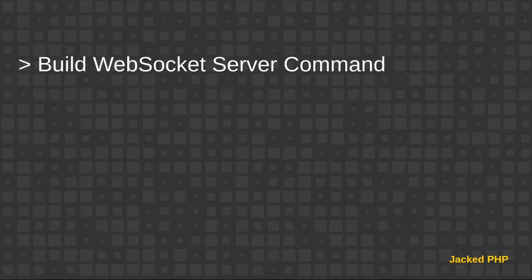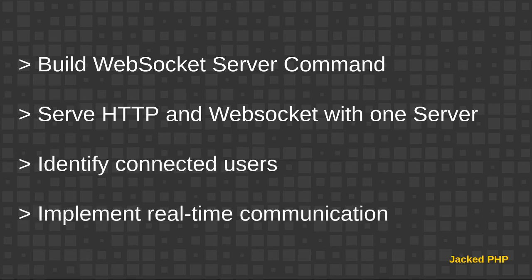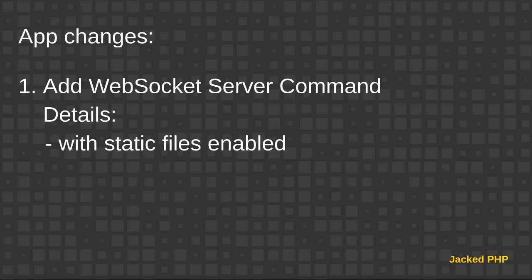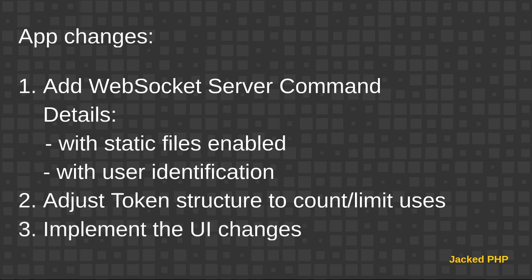So in this video, we built a WebSocket server command. We served on this command HTTP and WebSocket with one server. We identified connected users and we implemented real-time communication with it. We changed by creating a new WebSocket server command, and in this implementation we enabled static files, so we load JavaScript on the server, and we implemented the user identification. For all of this, we also adjusted the token structure to count and limit uses, so we have single-use tokens, and we implemented UI changes. So we had the little chat box at the bottom right corner of the screen.